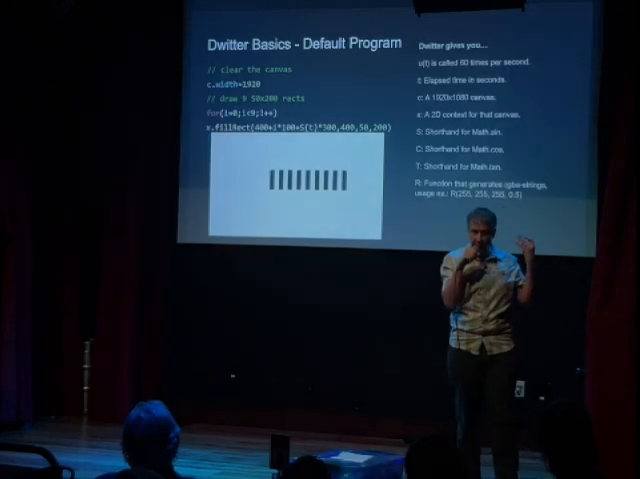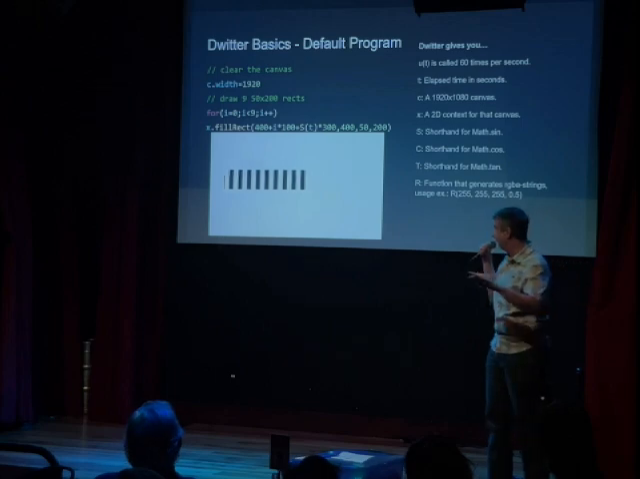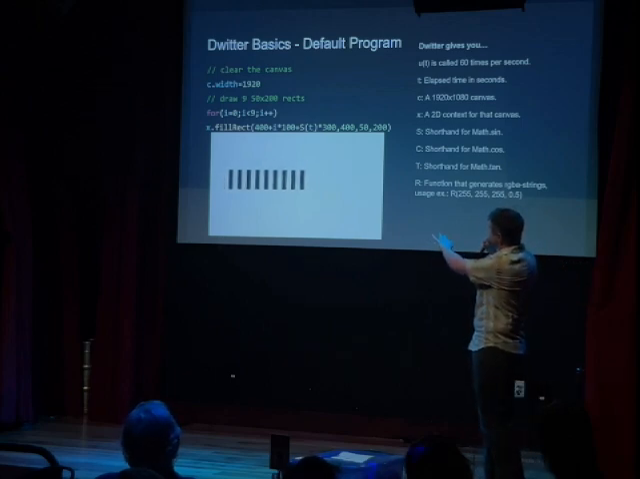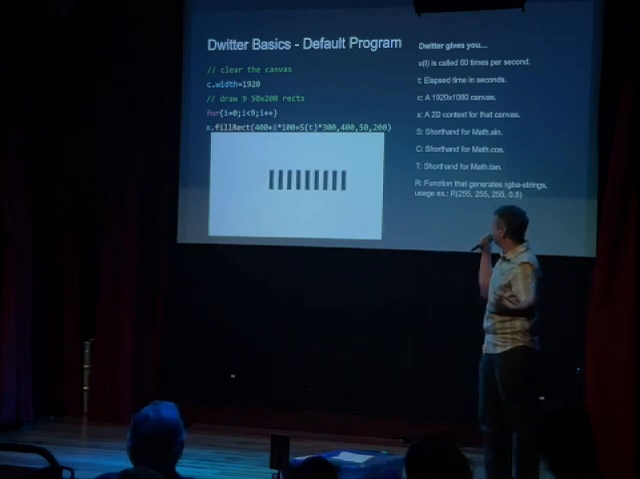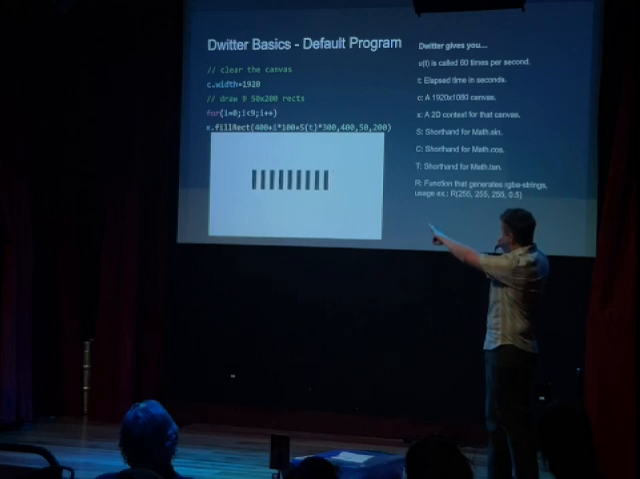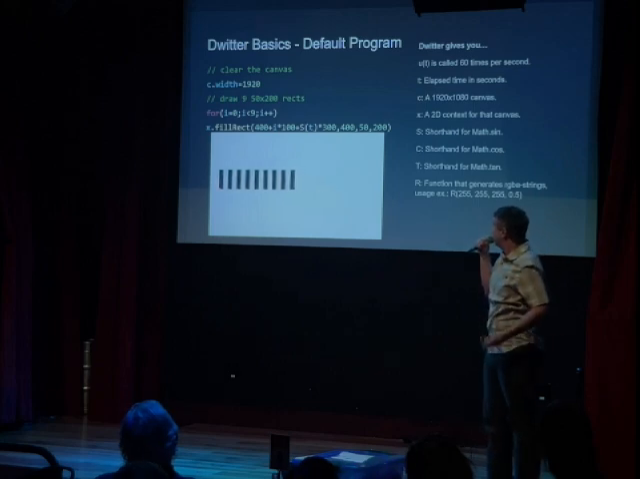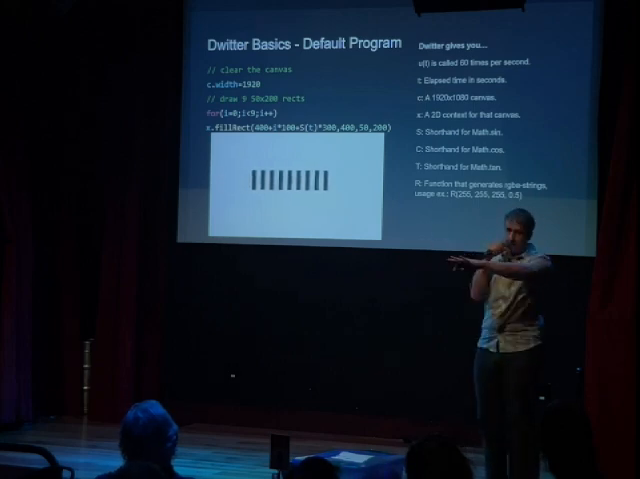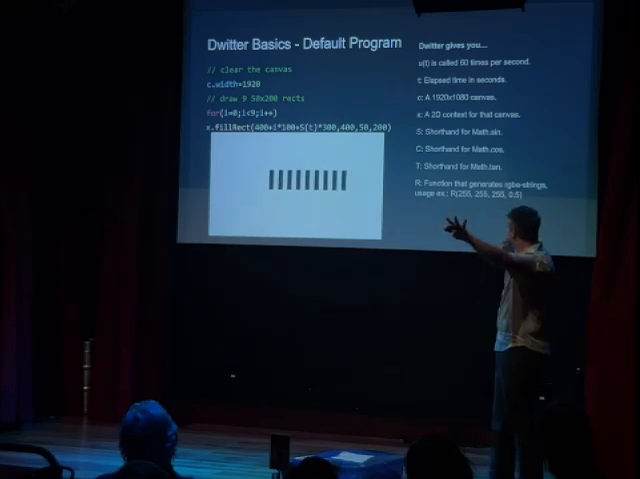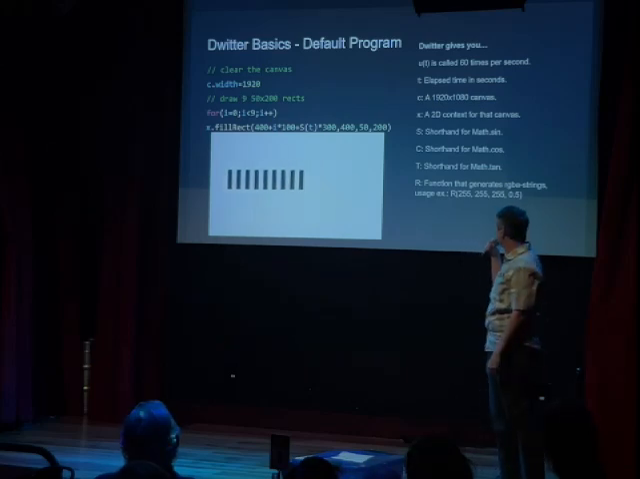So when you go to start a new program on Twitter, this is the first thing you'll see. It's what we call the Twitter default, and that's the code there on the left-hand side. Basically, you've got these 9 rectangles, and they move back and forth. It's a very simple kind of program.